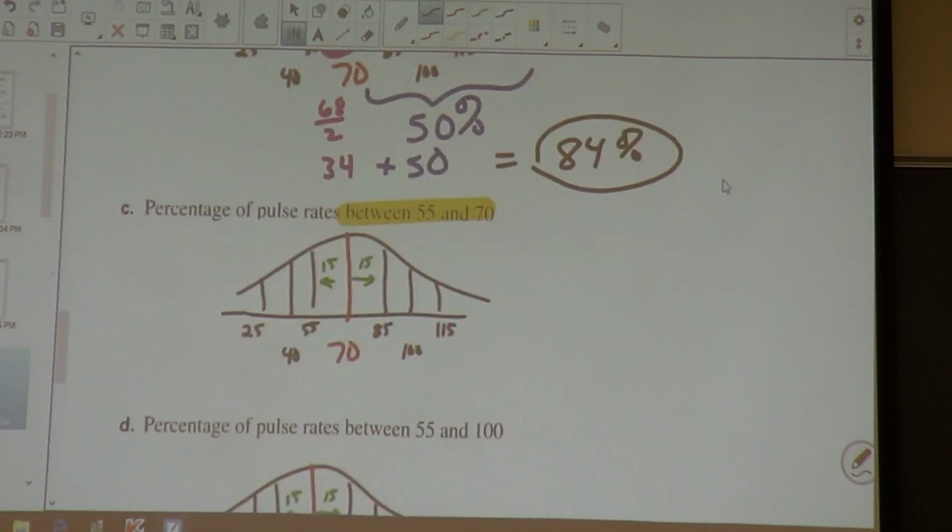All right, let's look at another one. Between 55 and 70. Do we see that this is screaming half of a 68? Because a whole 68 would be one deviation in either direction. So we don't want a whole 68. We want a 68 cut in half. So this is going to be a 34.